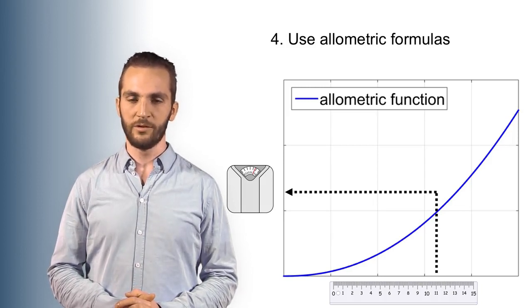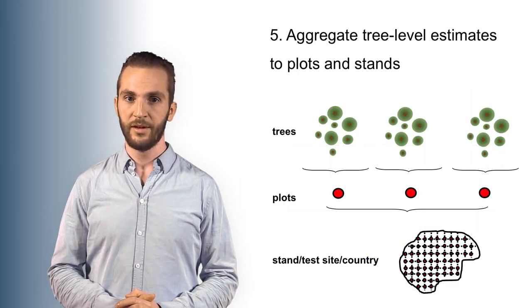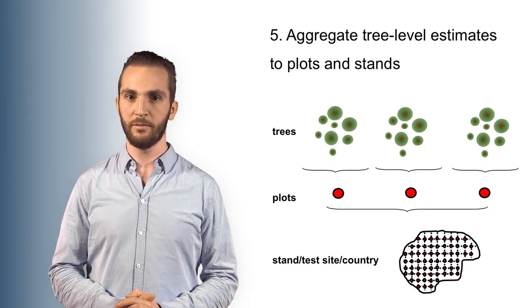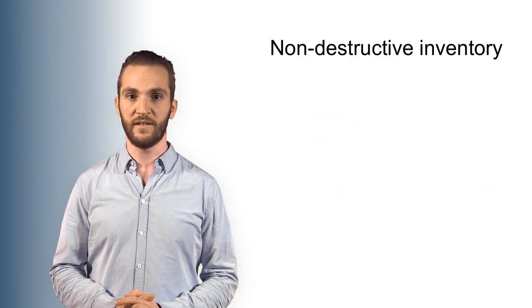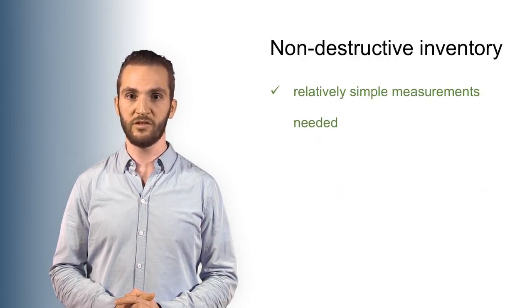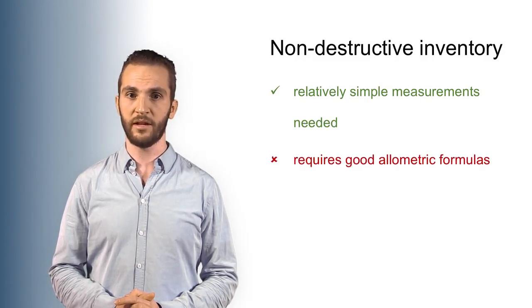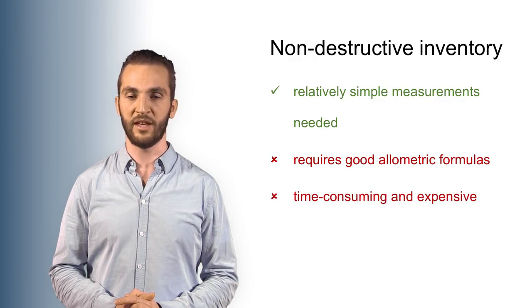Biomass and stem volume are typically estimated in this way. Thereafter, estimates can be aggregated to plot level and finally to stand level, entire test sites, or even countries. The main advantage of this approach is that it requires relatively simple measurements in the field. With a well-designed methodology, this is also an accurate method. However, good allometric formulas are required, and field inventories are still time-consuming and thus expensive.